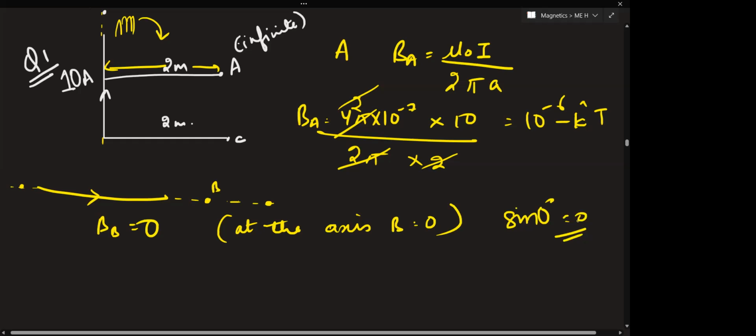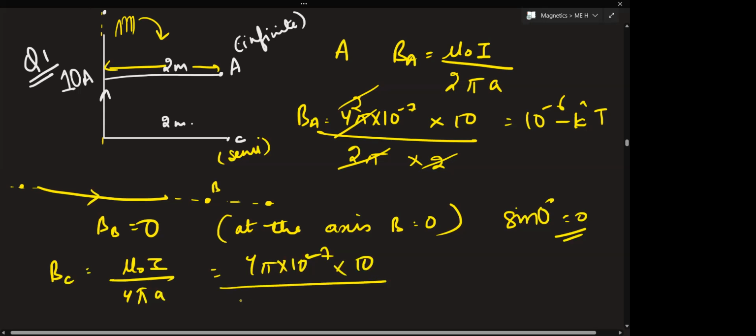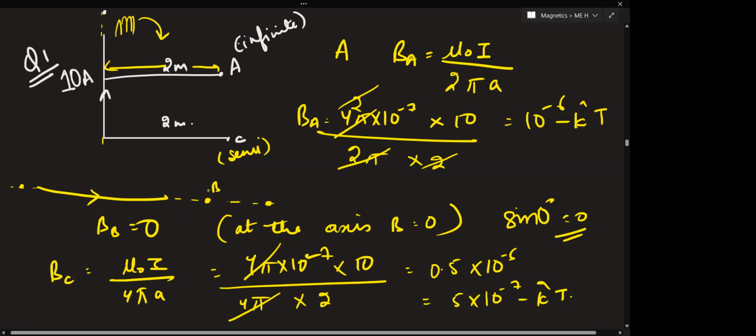That's why. Then for point C, this will be mu naught I divided by 4 pi a, because this is semi-infinite. So it will be 4 pi into 10 to the power minus 7, into 10, divided by 4 pi into 2. 4 pi gets cancelled, then this becomes 0.5 into 10 to the power minus 6, which you can write as 5 into 10 to the power minus 7 minus k cap Tesla. I'll note down the solution.